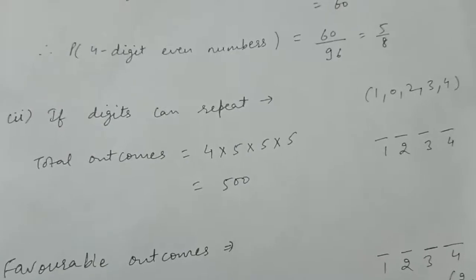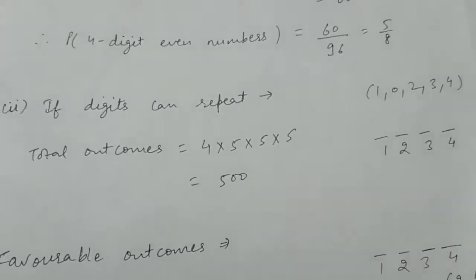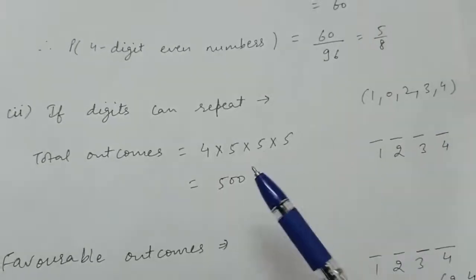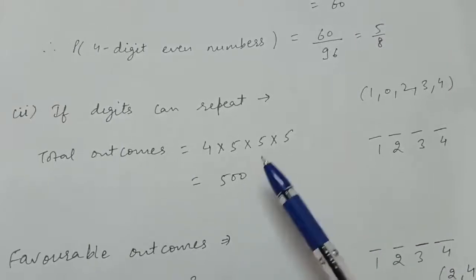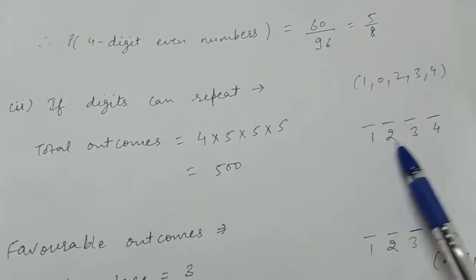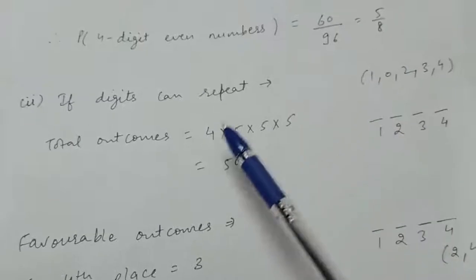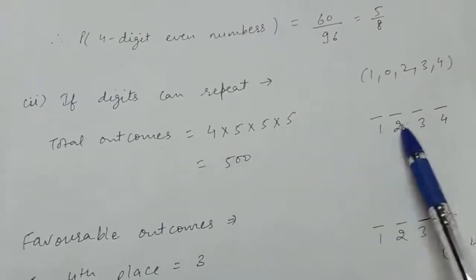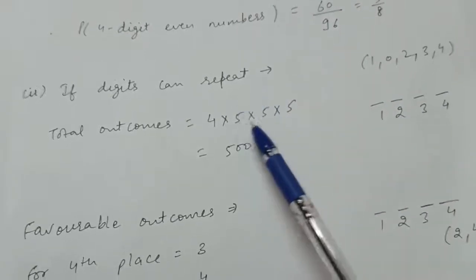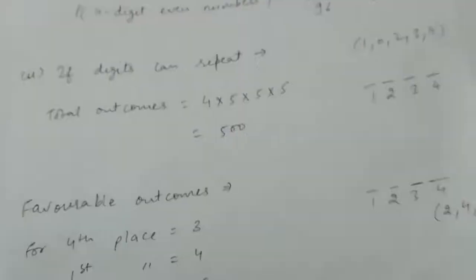Now the second case in the same question is if digits can repeat. Now I am taking the case when digits can repeat. So the total outcomes will be how many 4-digit numbers can be formed from these digits, right? So 4 places are there. For the first place 0 cannot come, so 4 options. For the rest, second, third and fourth place, because digits can repeat, all the 5 options, that is total outcomes is 500.